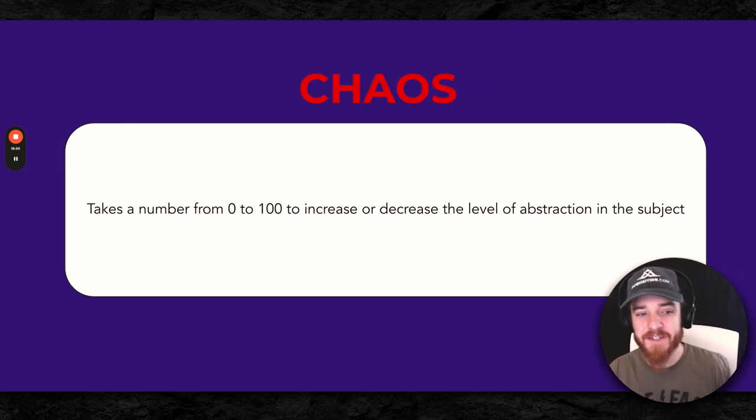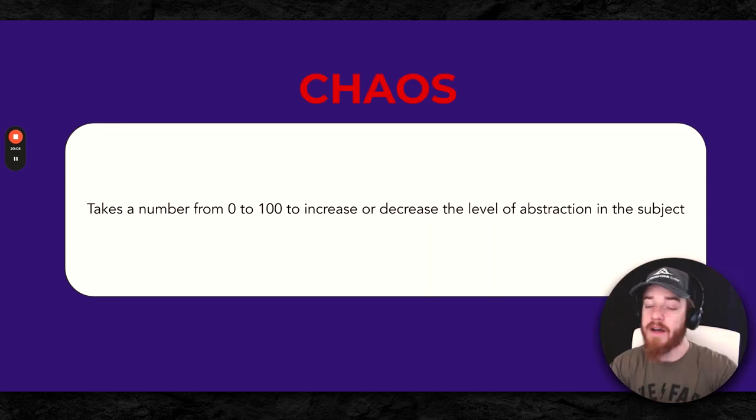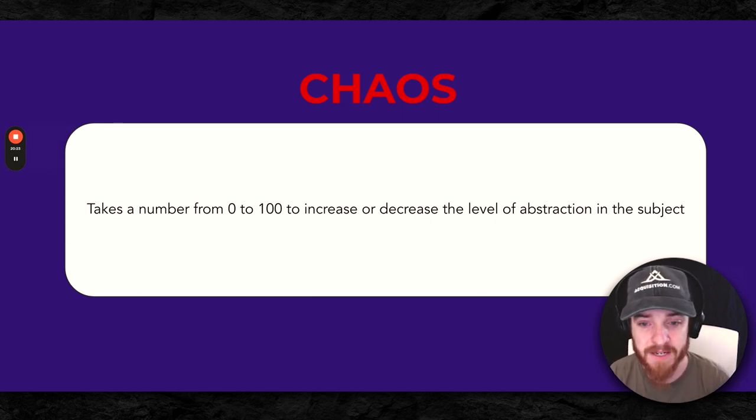You got chaos. So this is where you're going to take it from 0 to 100 and it's going to increase the abstraction. If you go to 100, your images are going to be really abstract. I mean, like, whoa. I try to keep this to a minimum. 20 is usually about the threshold I like to do because it gets really crazy, anything over that. But 0 to 100, you could do 25, 30, 35, 40. So just really important for you guys to check all that out.